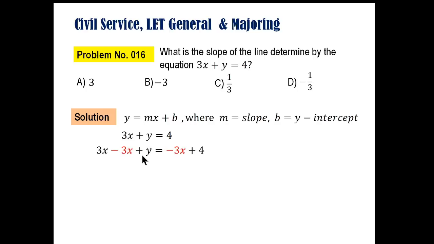Add both sides by negative 3x to isolate y. 3x minus 3x plus y is equal to negative 3x plus 4. So this is 0. So y now is equal to negative 3x plus 4. Based on the equation, y is equal to mx plus b, so the coefficient of x will be the slope. In our equation, y equals negative 3x plus 4, negative 3 is the slope. So the right answer is letter B. The slope is negative 3.